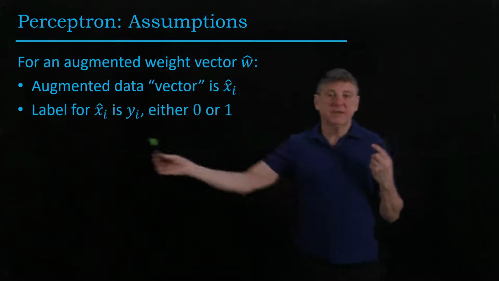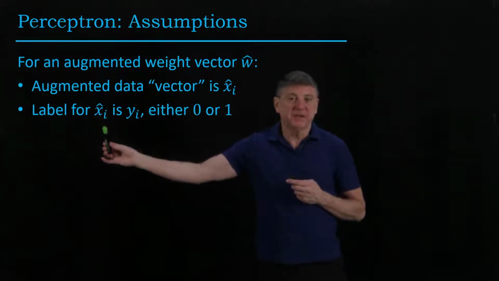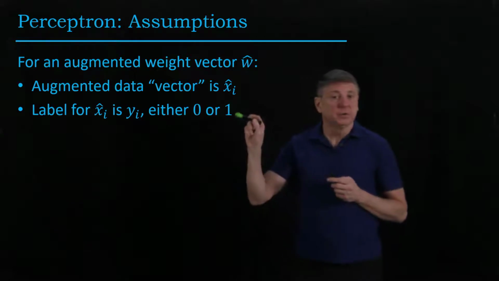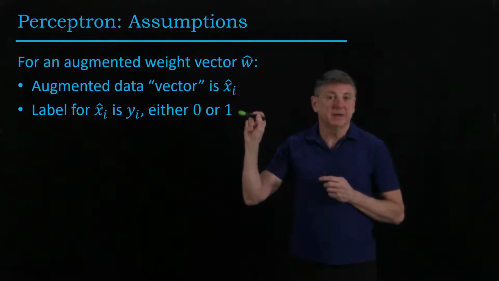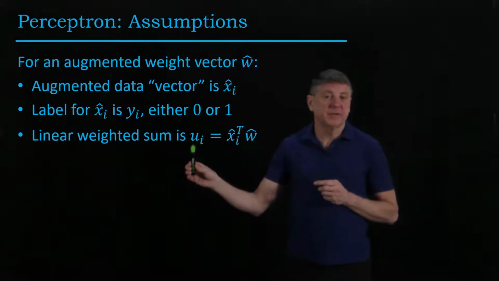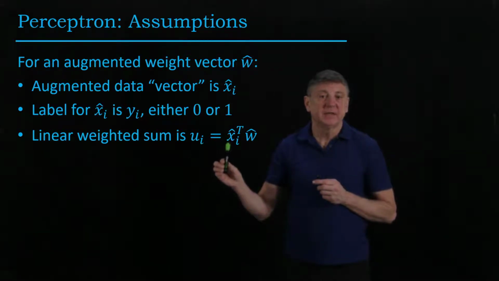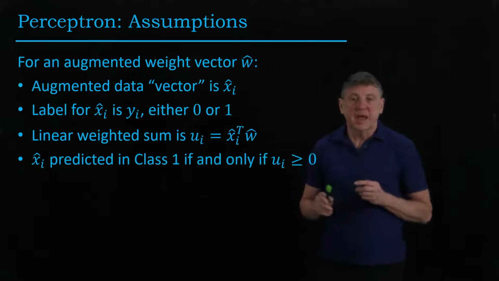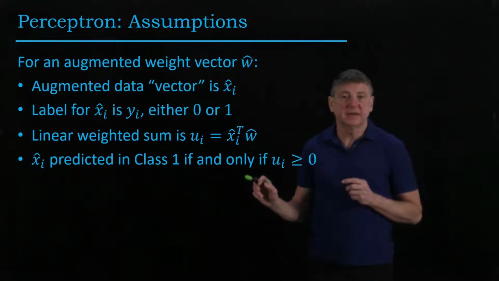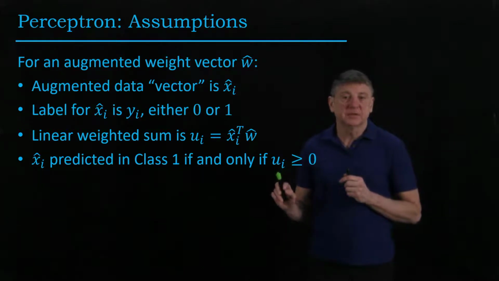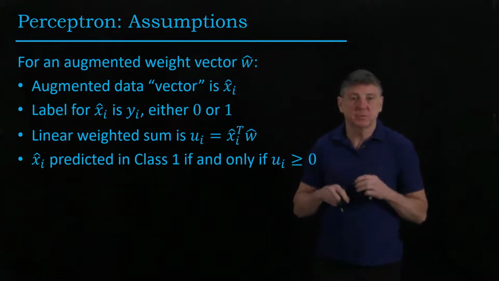The label for each data observation, we'll refer to as yi, and it's either 0 or 1. Note that that is different than in many other aspects of machine learning. And the linear weighted sum we'll represent as the number u sub i, and it's the inner product of this vector-like data and the augmented weight vector. And what we'll do is predict that a data vector is in class 1 if and only if this linear weighted sum is greater than or equal to 0.